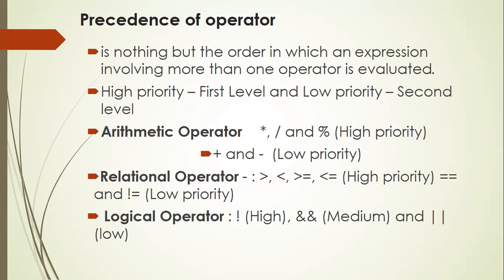In the case of logical operators, we have three levels. The NOT operator has the highest priority, AND is the medium level, and the OR operator is the lowest level. So generally, precedence decides which operator has to be applied first. Without knowing the priority, you cannot evaluate an arithmetic expression.